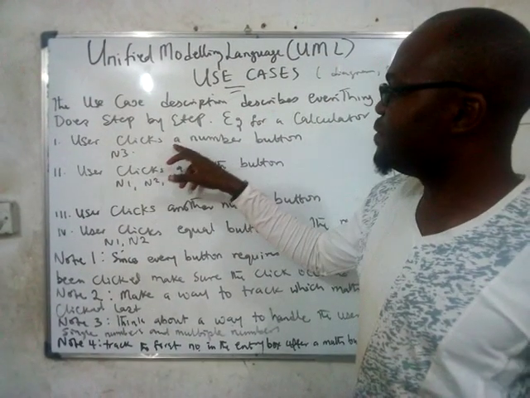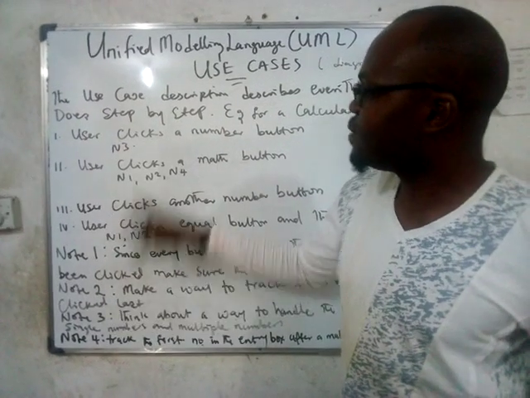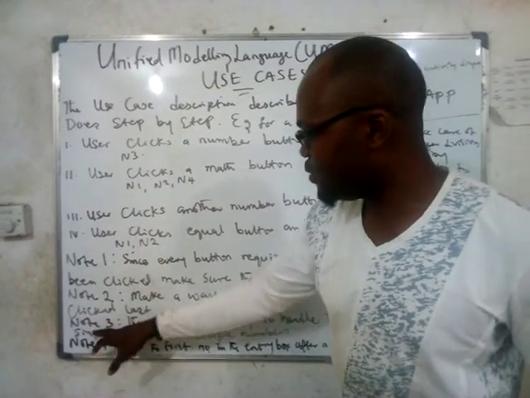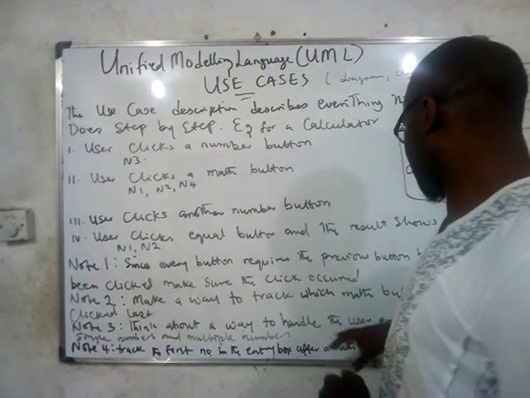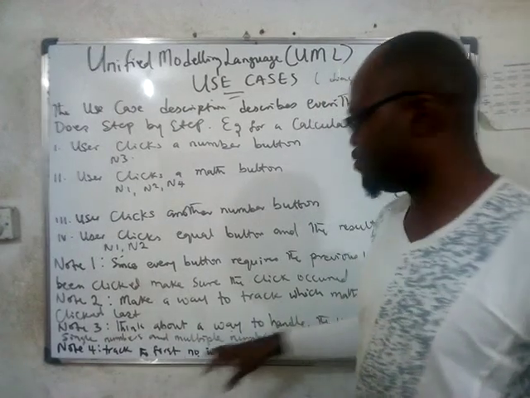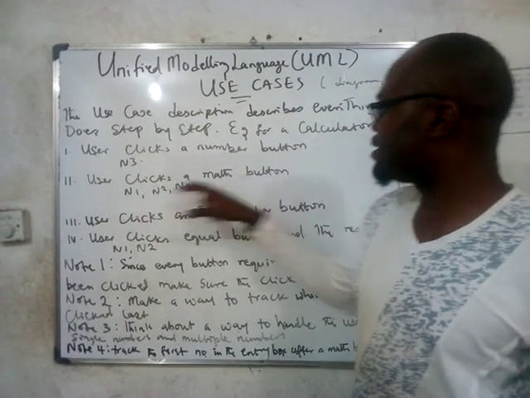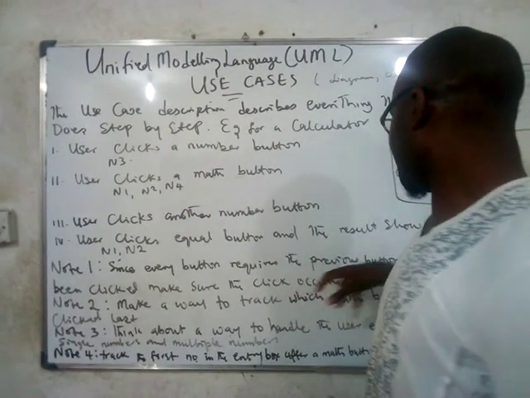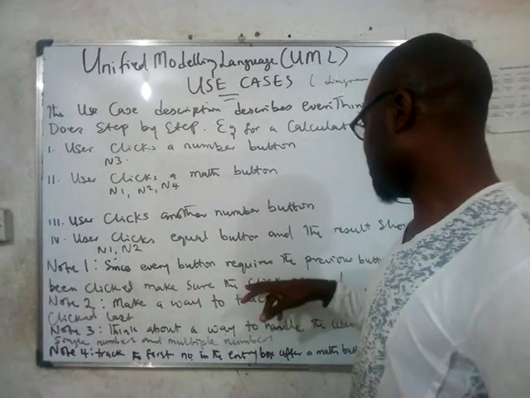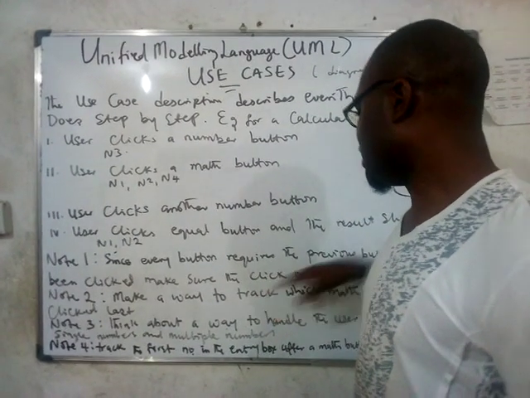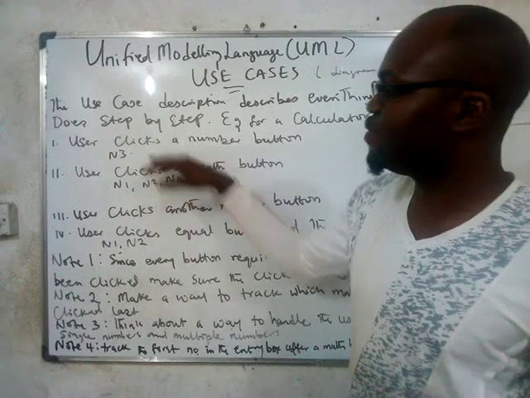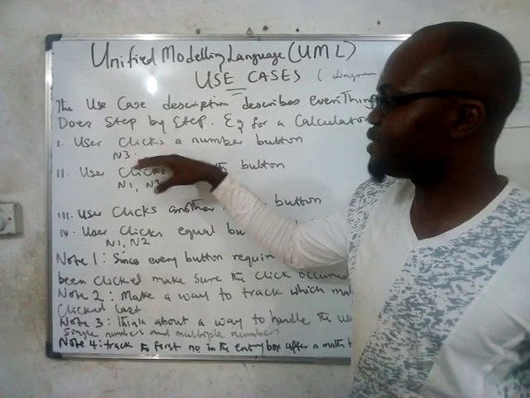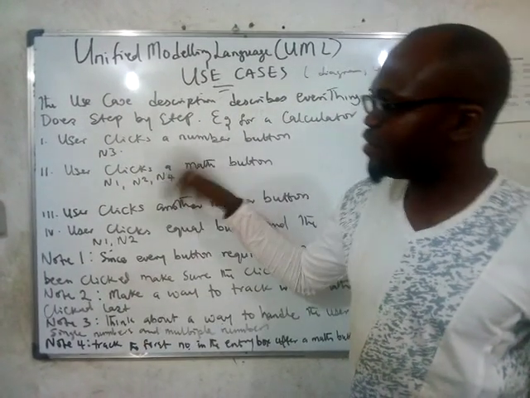Like in this very first use case, you consider note 3. So as you are considering user clicks a number button, consider note 3, which says think about a way to handle the user entering both single numbers and multiple numbers. User clicks a math button: check note 1. Since every button requires the previous button to have been clicked, make sure the click already occurs. So as you're writing this code, you might be writing this in functions. You say def this, def this. Make sure you take care of all these in your code snippets.